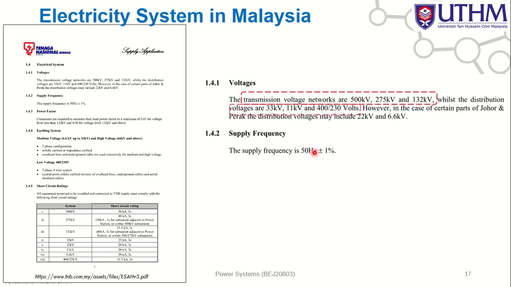So how about the system frequency for the three-phase system? In Malaysia, we have a 50 Hz supply frequency with plus minus 1%. In some countries, they use a 60 Hz system frequency.